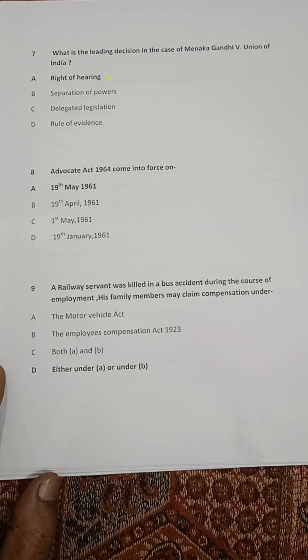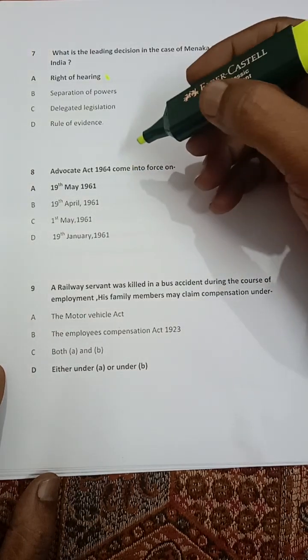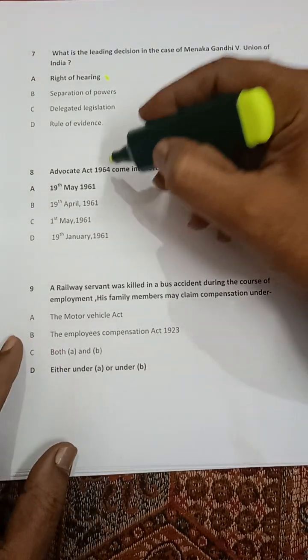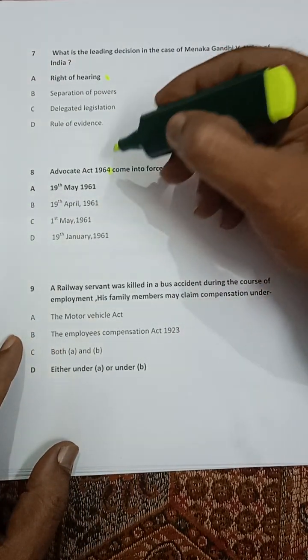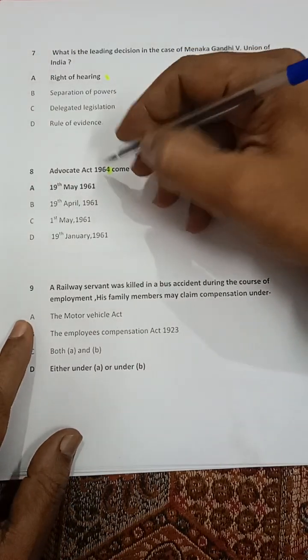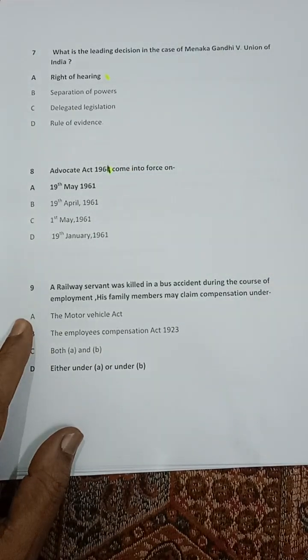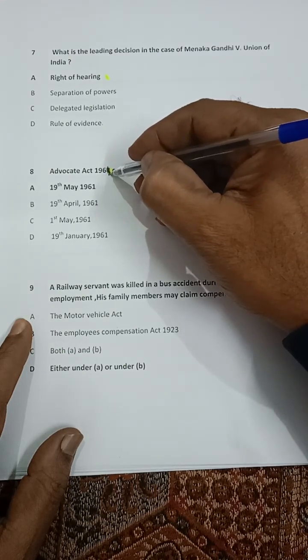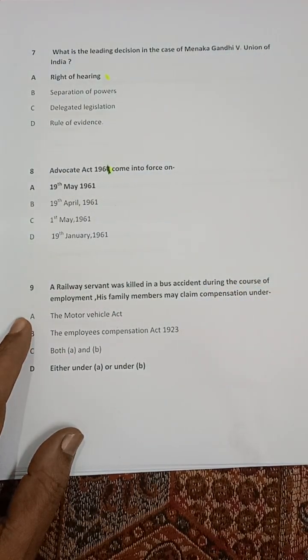Question number 8, Advocate Act 1961. It is a wrong 64. Actually, it is a 161. Just a minute. It is a 161. It is a clerical mistake.